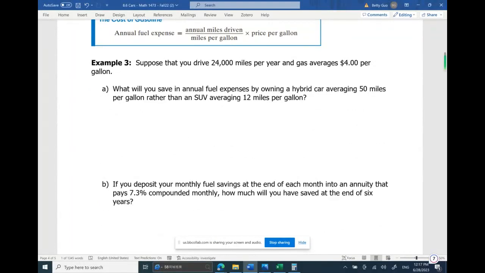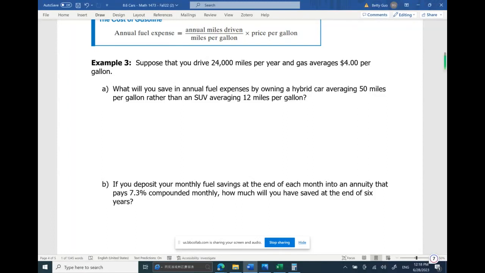Yeah, that could be for someone who lives in the suburbs and works in the city. Anyway, that's the miles you drive every year. And gas average is $4 per gallon. That's very expensive. Part A, what will you save in annual fuel expenses by owning a hybrid car averaging 50 miles per gallon rather than an SUV averaging 12 miles per gallon?